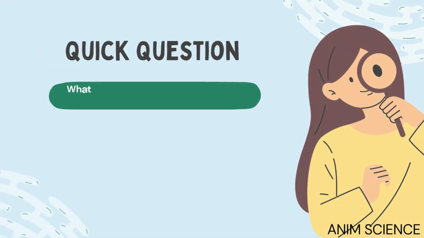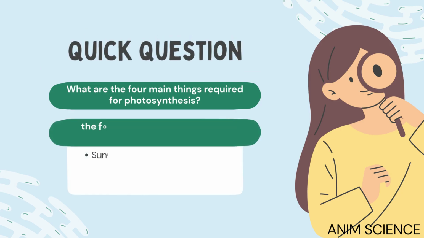Now it's time to quickly test your understanding. Here's a simple question for you. What are the 4 main things required for photosynthesis? Take a moment and try to recall what we discussed earlier in the video. You can pause the video here and think about your answer. This is a great way to check how much you've understood and remembered. Don't worry if you're not completely sure, just try your best. Ready with your answer? Now let's check the answer to the question.